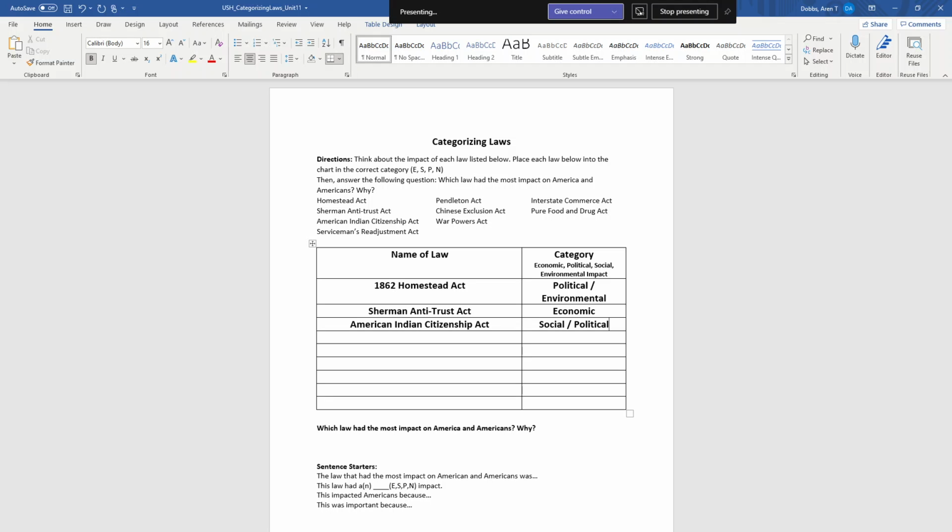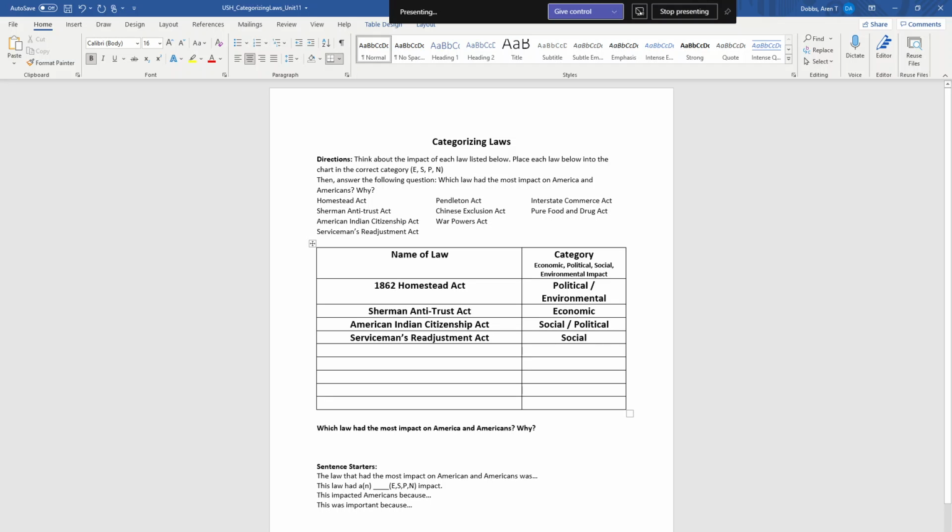The Servicemen's Readjustment Act. This is also an example of a social law because this happened after World War II as GIs were reassimilating back into American society. We give them things like a quality house loan, education, and other veterans' benefits for their service in World War II.